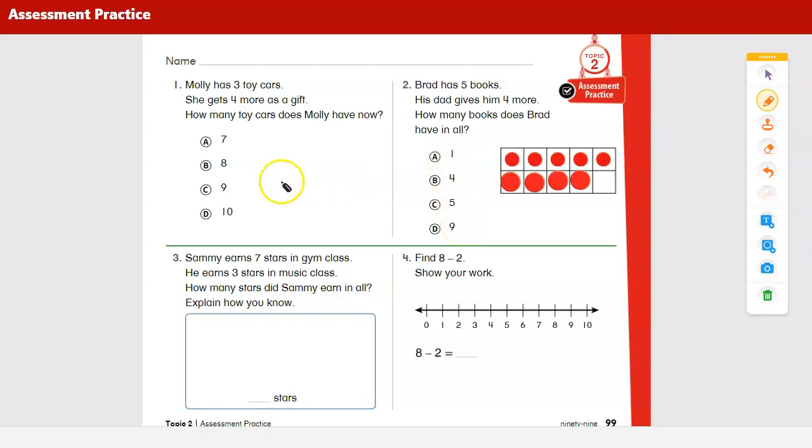And boys and girls, whatever answer choice you pick, you are just going to fill in the circle in your workbook.